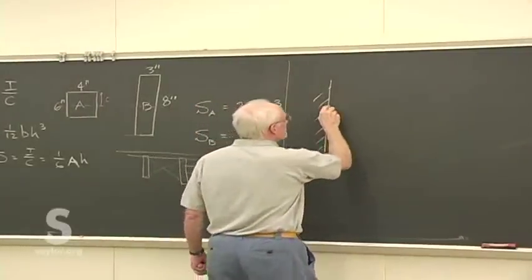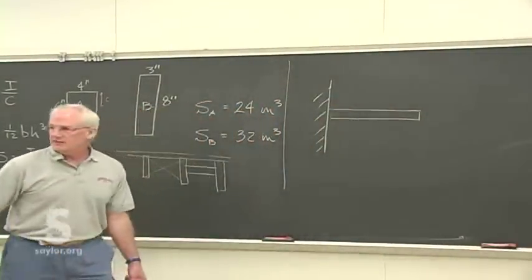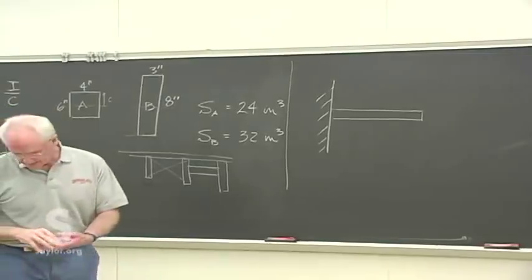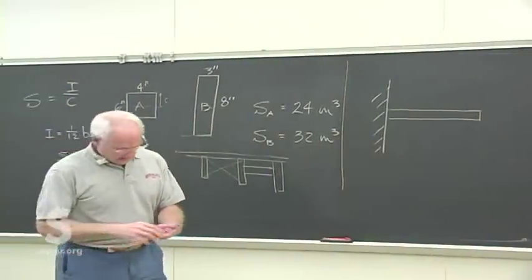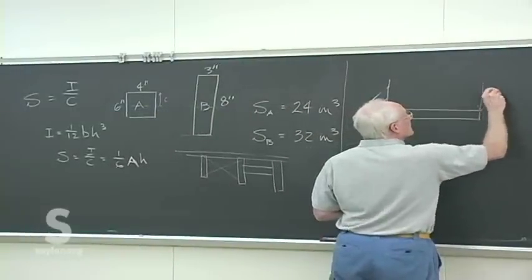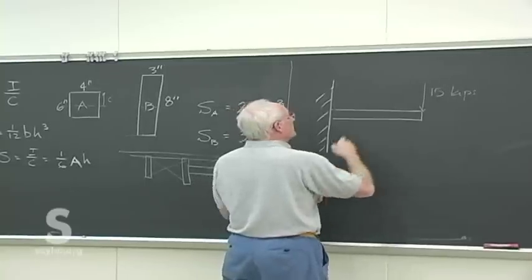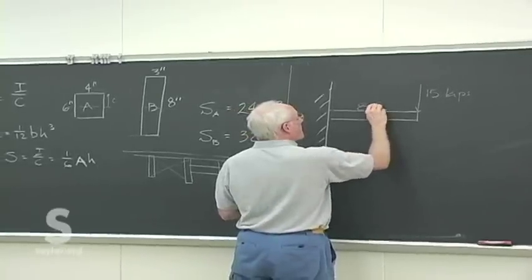So we'll take a very simple setup. We've done this before. A cantilever beam of some kind, and an expected load of 15 kips on an 8-foot beam.